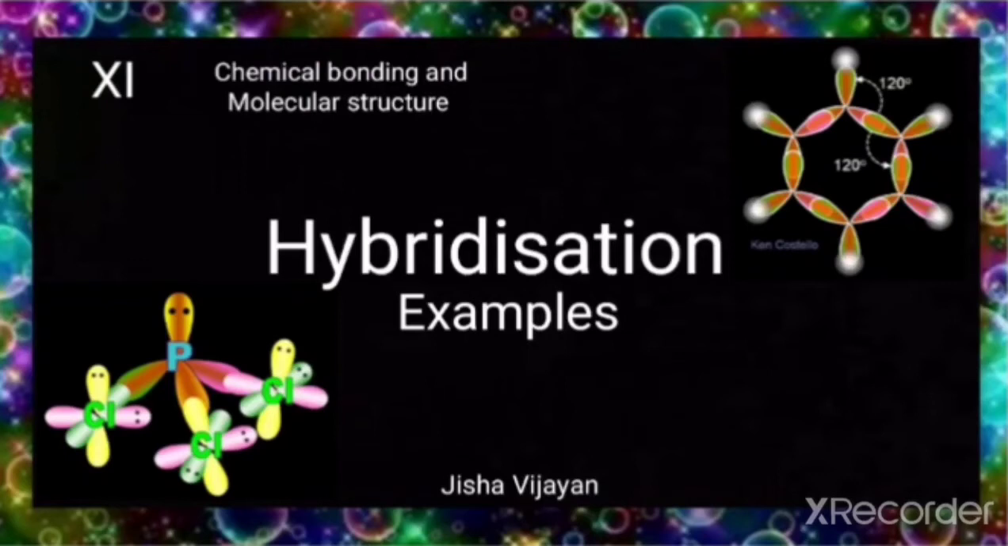Hello students, let us discuss the concept of hybridization with some examples. Let us take an example, BeCl2. In order to do the hybridization for a molecule, first of all we need to identify the central atom. In BeCl2, Be is the central atom.